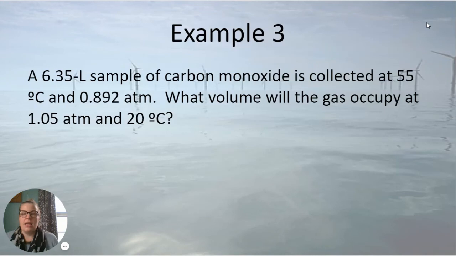Okay. And the last one, example 3, a 6.35 liter sample of carbon monoxide is collected at 55 degrees Celsius and 0.892 atmospheres. What volume will the gas occupy at 1.05 atmospheres and 20 degrees Celsius? So I would take a pause, give these 3 problems a try, and then come on back to my next video and we will go over them.